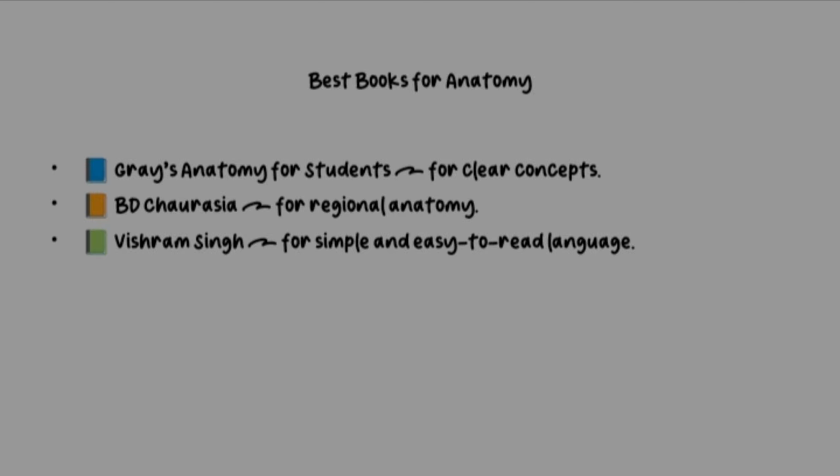Best books for anatomy. The first is Grey's Anatomy for students for clear concepts, but it is very lengthy. Second is Chaurasia for regional anatomy, and it is better for clinical aspects and theory. And third one is Vishram Singh for simple and easy to read language and for best diagrams.